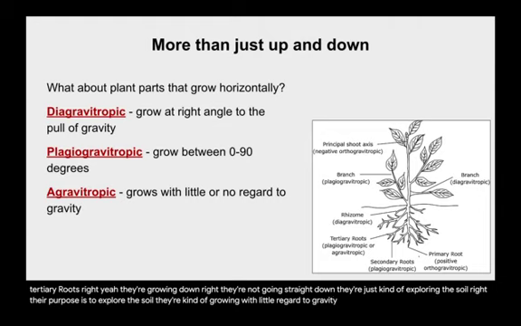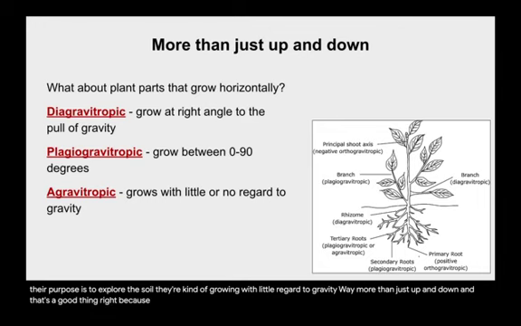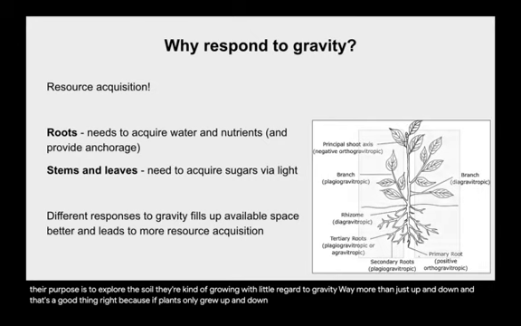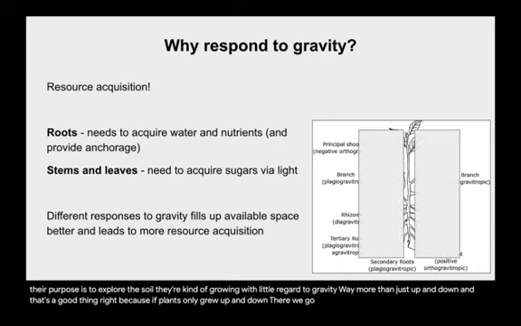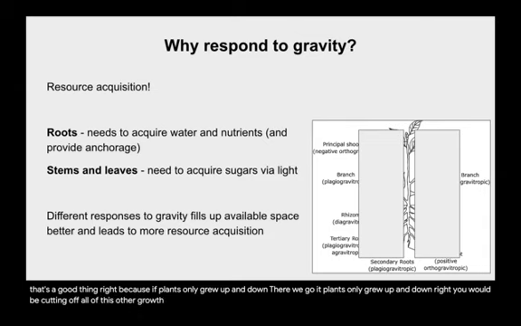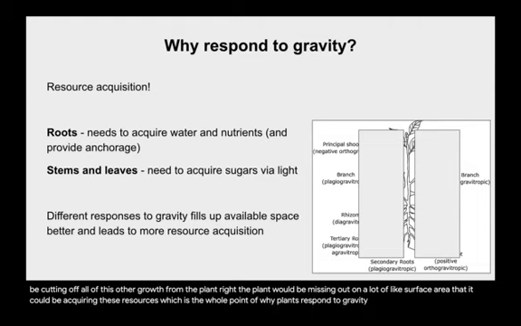So there's way more than just up and down, and that's a good thing, right? Because if plants only grew up and down, oh, I thought I had an image there. There we go. If plants only grew up and down, right, you'd be cutting off all of this other growth from the plant, right? The plant would be missing out on a lot of surface area that it could be acquiring these resources, which is the whole point of why plants respond to gravity, right?